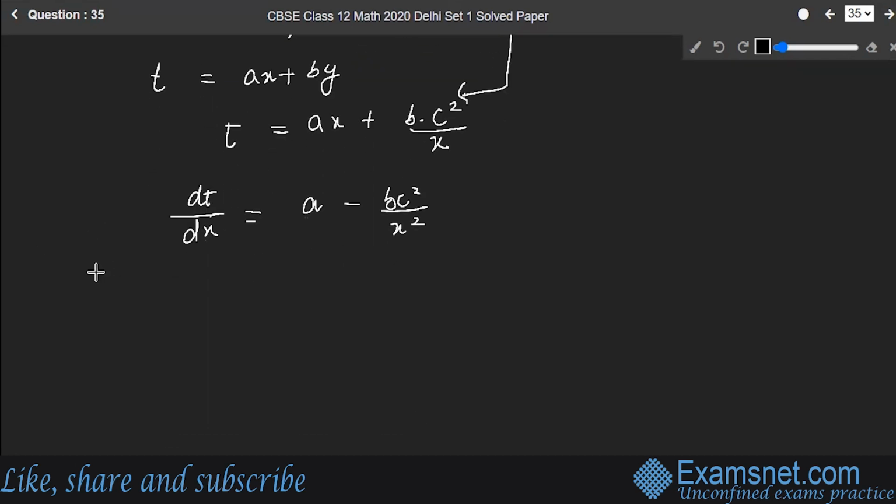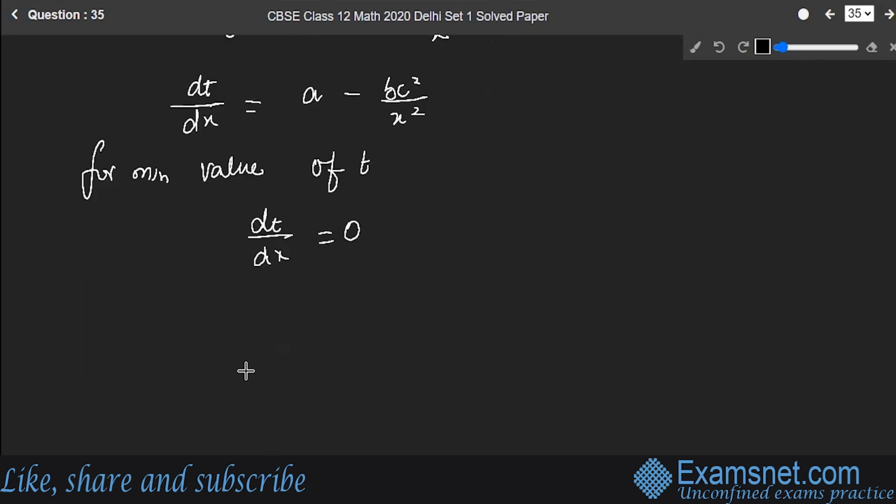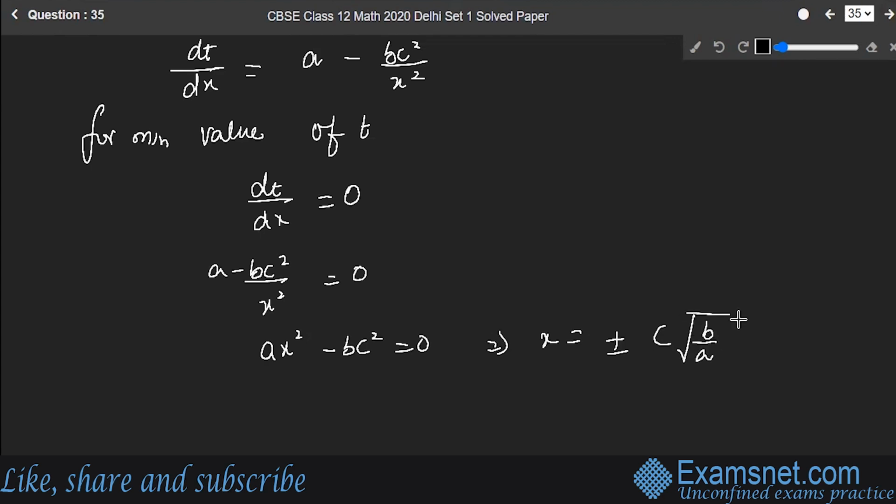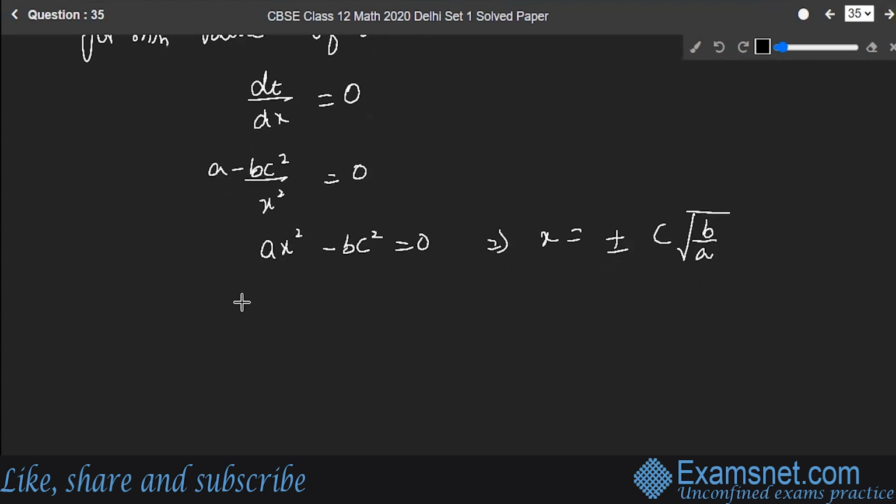Now for the minimum value of t, dt upon dx should be equal to 0, which means a minus bc square upon x square should be equal to 0. This gives you a x square minus bc square is equal to 0, or x should be equal to plus minus c root of b upon a. Okay.